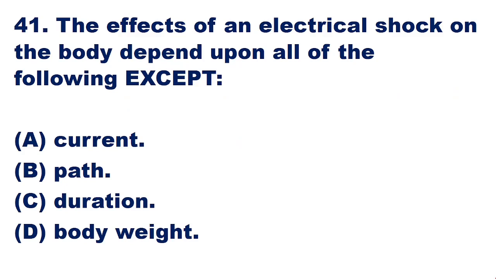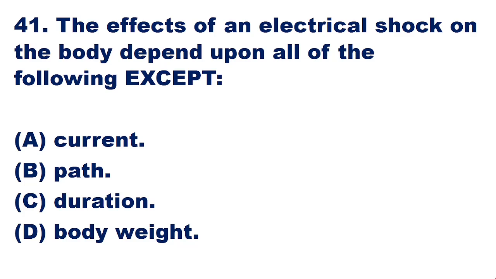The first question: the effects of an electrical shock on the body depend upon all of the following except. The options are option A, current, option B, path, option C, duration, and option D, body weight. If you see all these options, it is very obvious that the effect of electric shock on the human body depends on the amount of current flowing through the body.